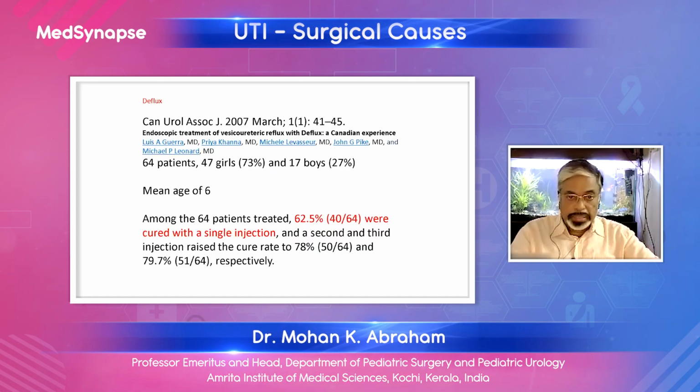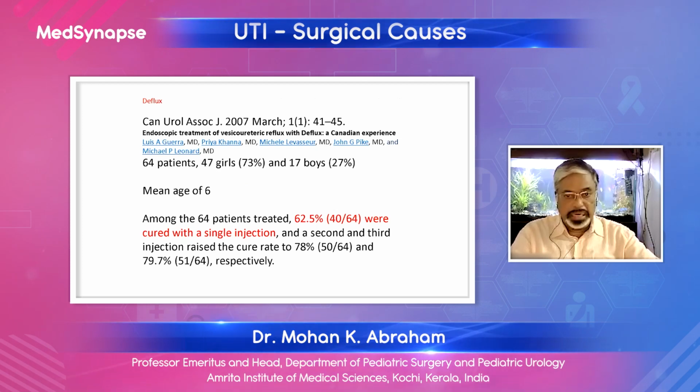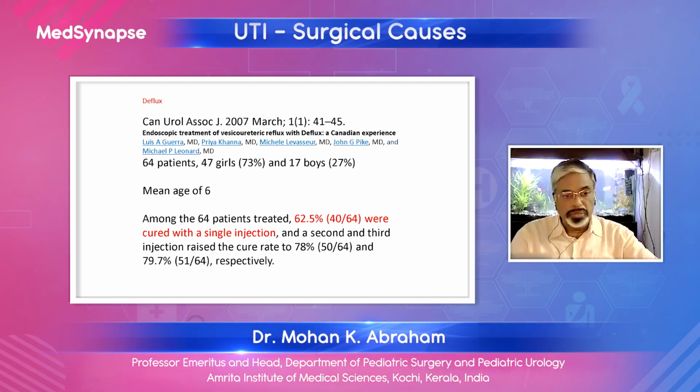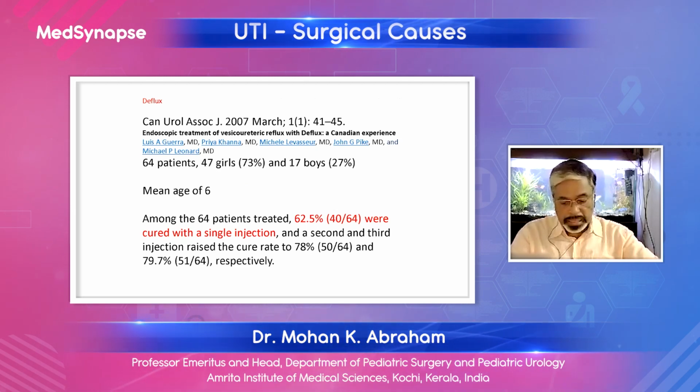Now, endoscopic management, you inject Deflux or Dexel. There are various trade names. It's a subureteric bulking agent. And then you get about a 62.5% to 79.7% cure rate with multiple injections.